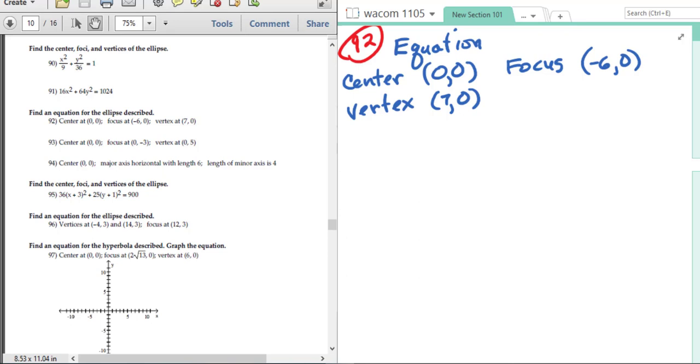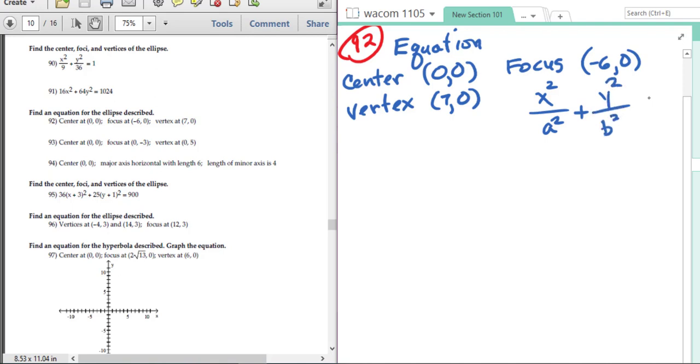All right, we'll look at question 92. And this time we are going to write the equation for the ellipse. I'm going to start with doing a little graph and putting these on so that I know if it's horizontal or vertical. My form is going to be x squared over a squared plus y squared over b squared equals 1. So I want to get there. My center is (0, 0), so I'm good here. I don't have to do x minus h, y minus k. I just need to know which direction it goes.